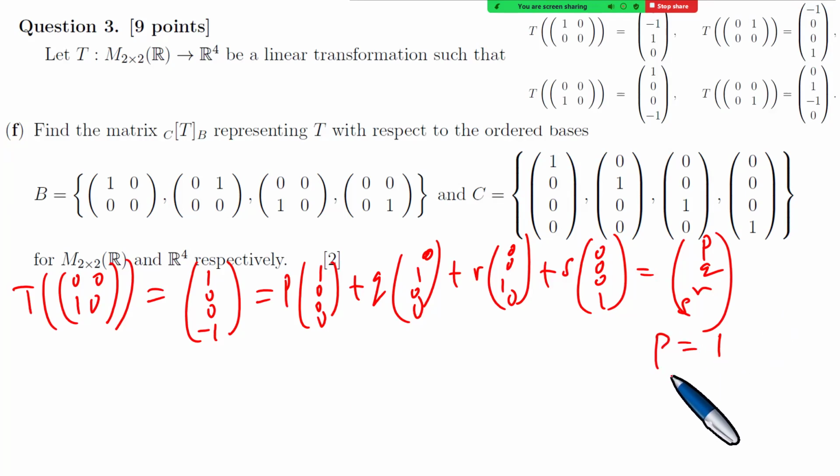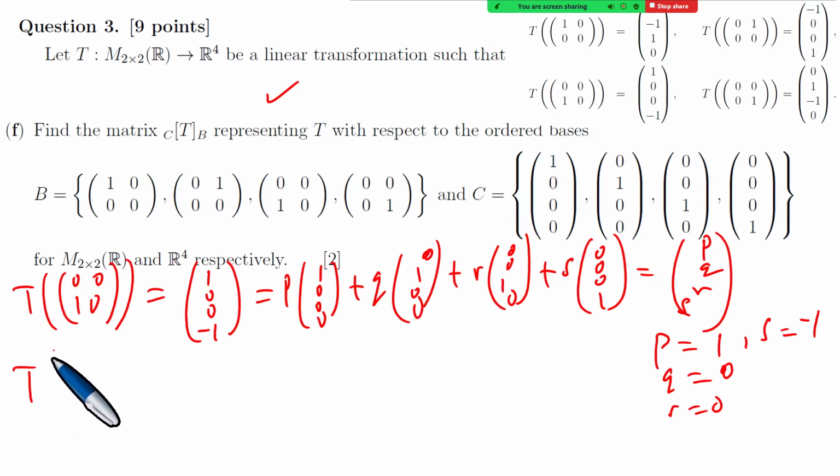P is 1. So you compare this with that. Q is 0. R is 0. And then S is minus 1. Okay, because the matrix representation would contain these scalars as the columns of the matrix representation. With that said, we have 0, 0, 1, 0, because this is what matrix representation means.